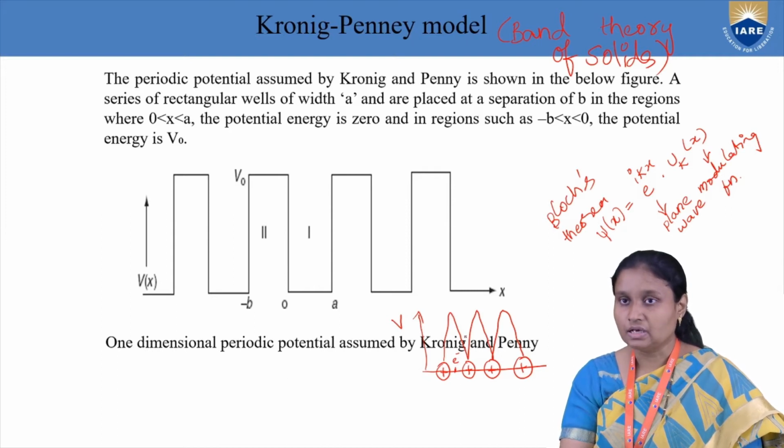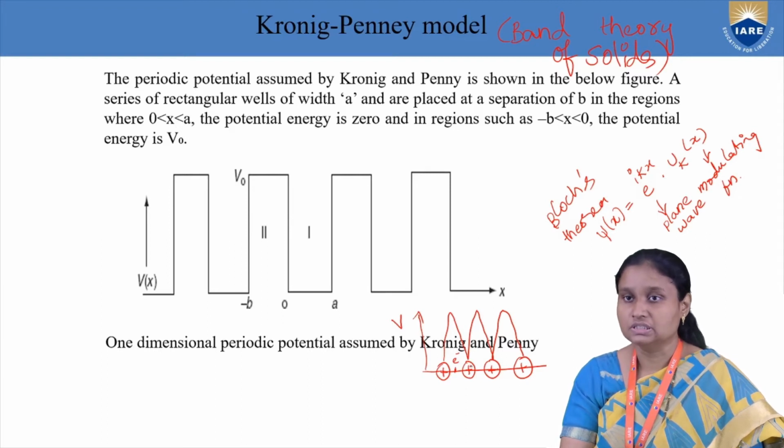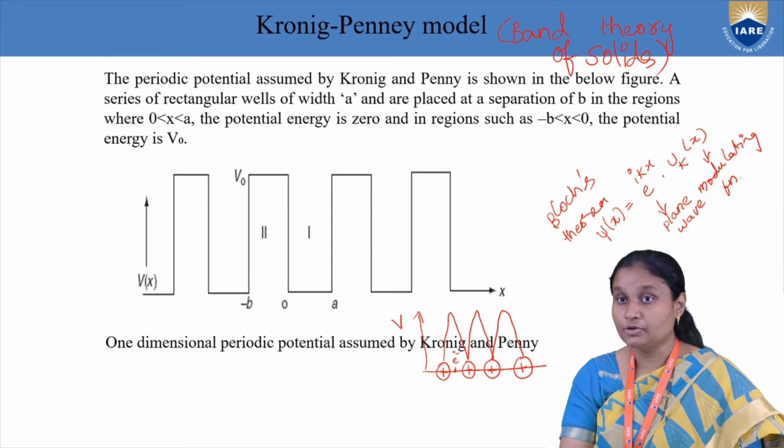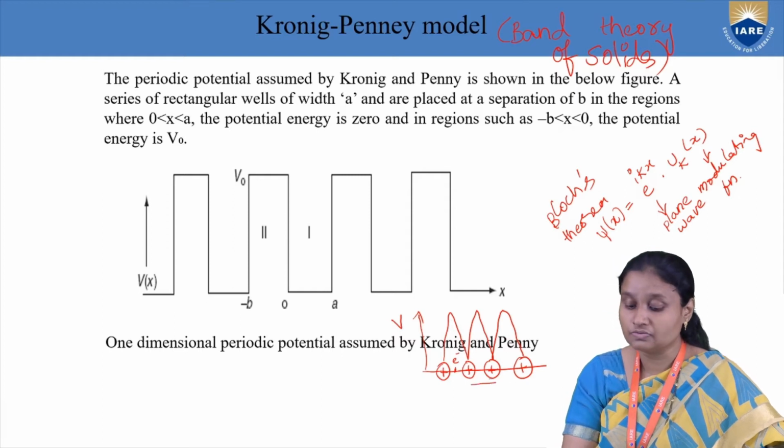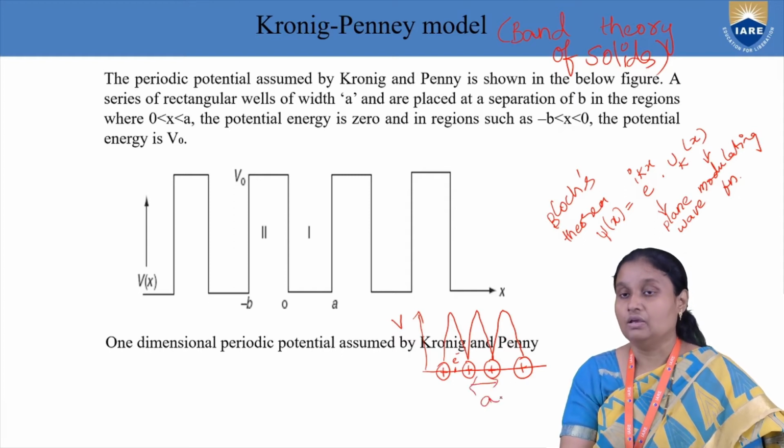And when the electron is approaching the positive ion, what is happening to the potential? The potential is dropping to 0. This variation of potential with the position of the electron between two positive ions is the same for every two adjacent positive ions separated by a. What is our a?